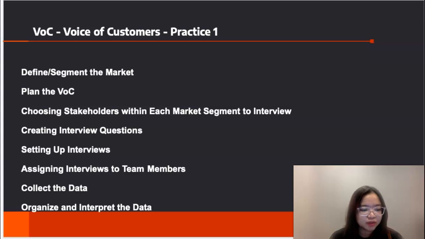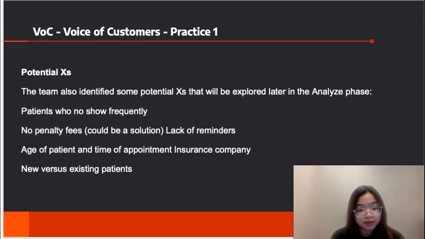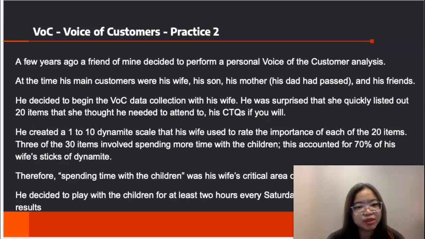And then we're gonna identify the answer, and we're gonna find out some potential X. So maybe the X could be patients who no-show frequently, or the lack of reminders, or the age of patients, and the time of appointment, or the insurance company. So all of this is gonna be maybe the X that we might be looking for. Next up, I'm gonna talk about example 2.